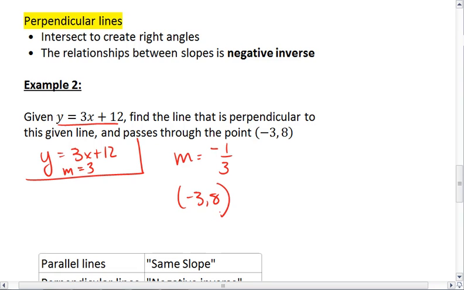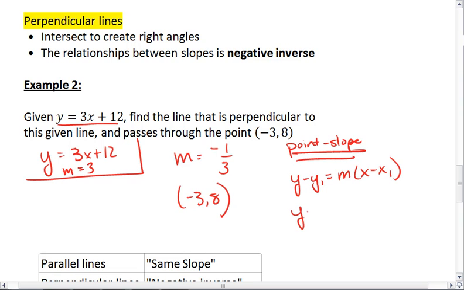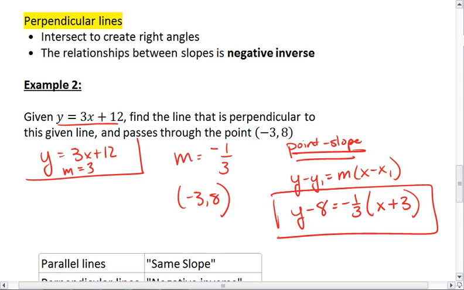Again, there are three ways we can go about this. I'm just going to show you the two most common ways, the slope-intercept and the point-slope form. Let's look at point-slope first. We have y minus y1 equals m times x minus x1. We get y minus 8 equals -1/3 times (x plus 3). And that is our final answer.